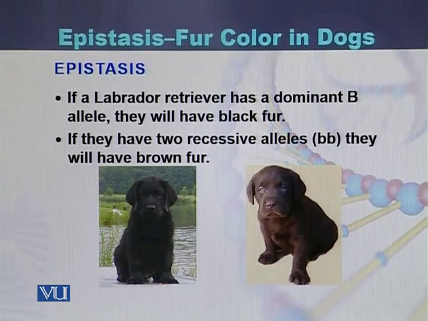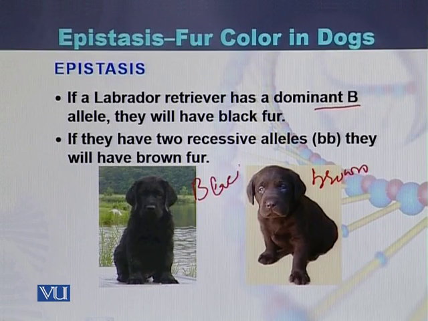In Labrador retrievers, there is an allele that is B. The B allele is responsible for black fur. While if they have two recessive alleles, if there is a dominant allele, then the fur color will be black. And if they have two recessive alleles of b, then the fur color of the dogs will be brown. So black color is due to the dominant form of the gene, while the brown color is due to the recessive alleles of the gene.